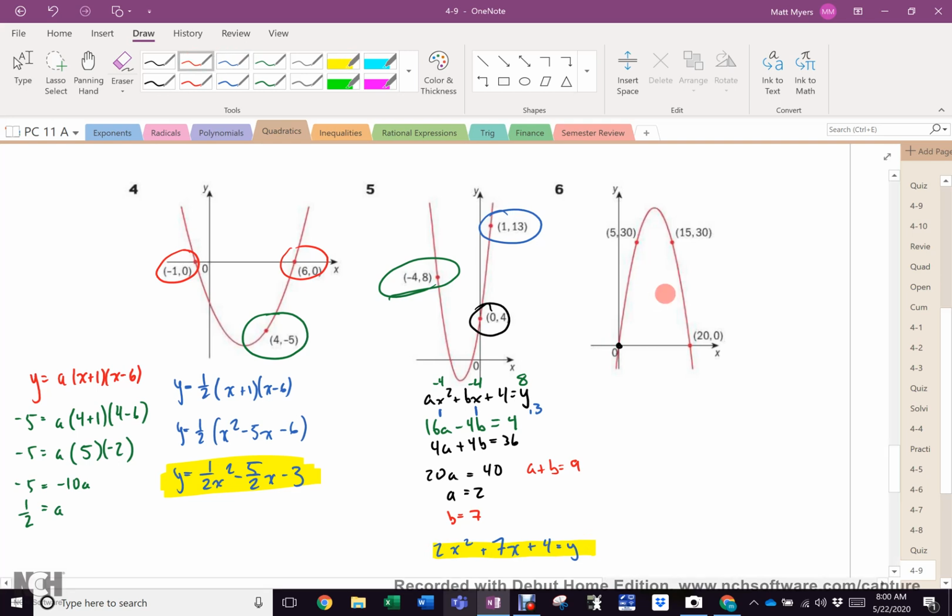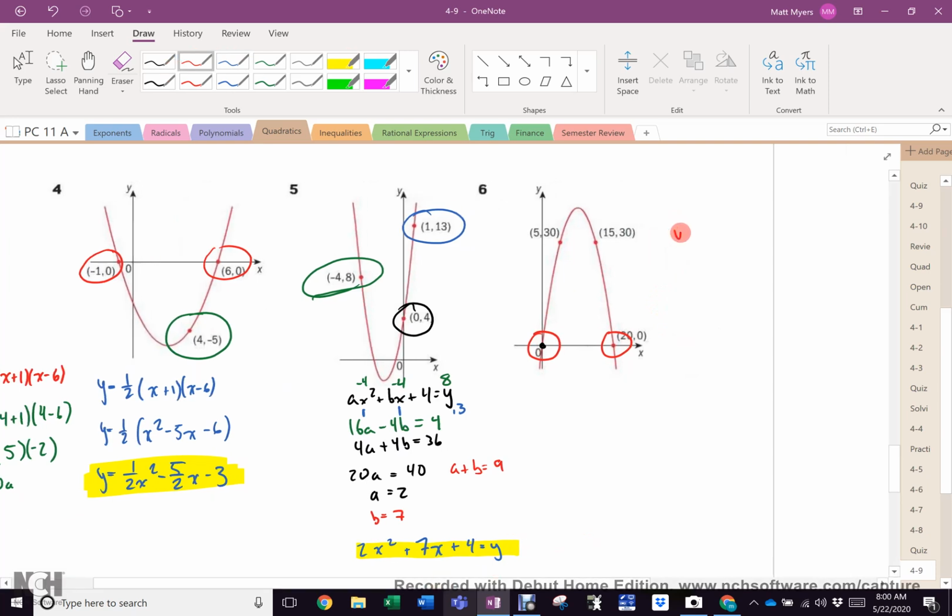So number 6. In number 6, I have roots. So I have y equals a x, because it's 0, so x plus 0 is just x, times x minus 20. And there, I've got numbers to fill it in. 30 equals a times 5 minus 20. 30 equals negative 75a. So a equals negative 30/75.